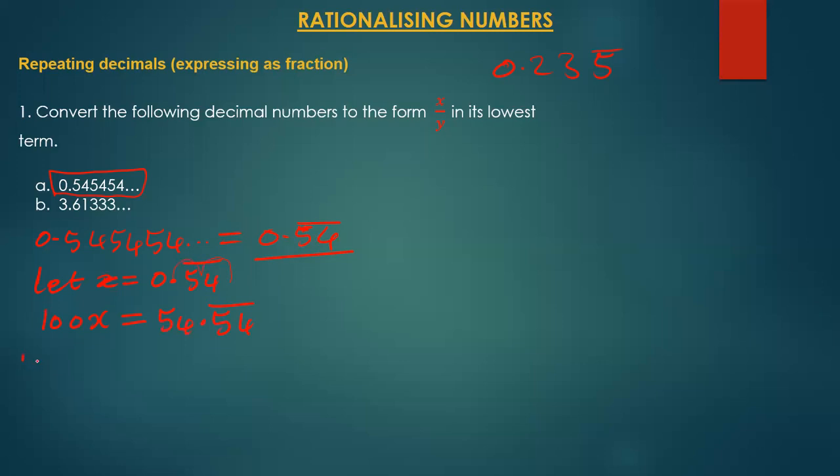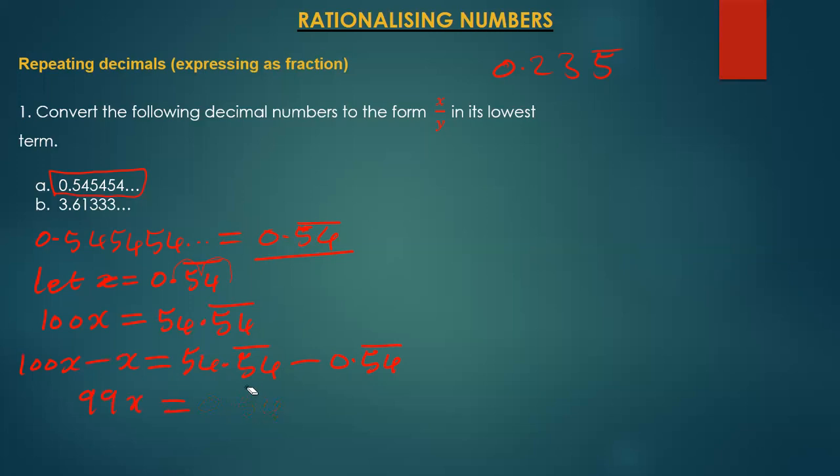So this is now just going to be 100x minus x is equal to 54.54 bar minus 0.54 bar. So 100x minus x, this will give me 99x. Then this side, when I subtract 54.54 bar minus 0.54 bar, this will be equal to 54.